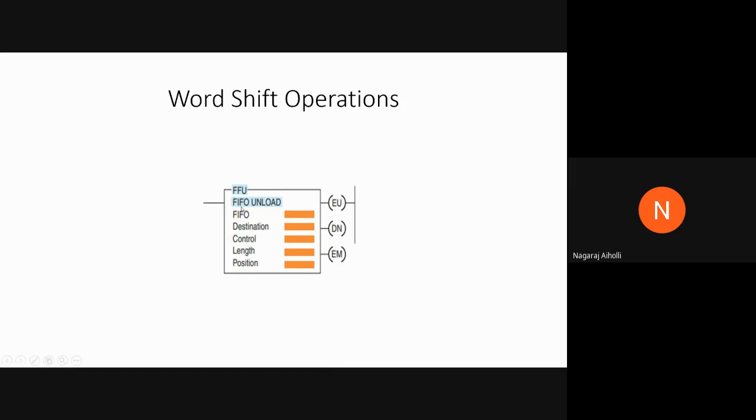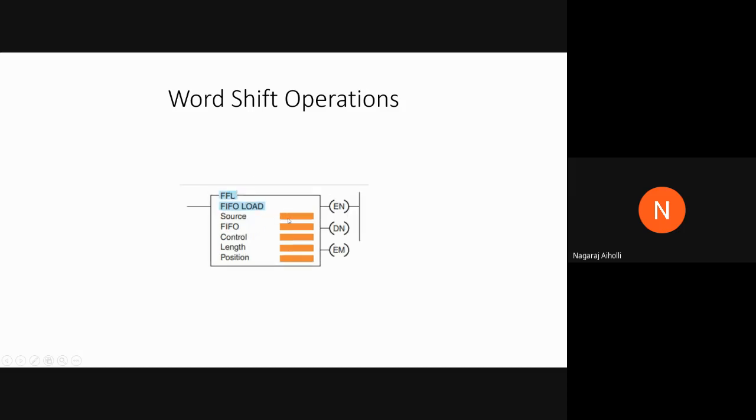And this is the FFU, that is FIFO unload. Here again the parameters are same: FIFO, destination, control, length and position. We have the done bit, empty bit and enable bit. Again the same parameters as that of the FFL, FIFO load.